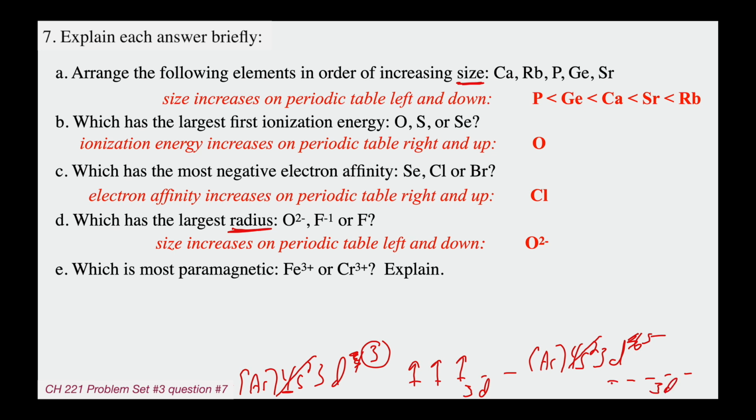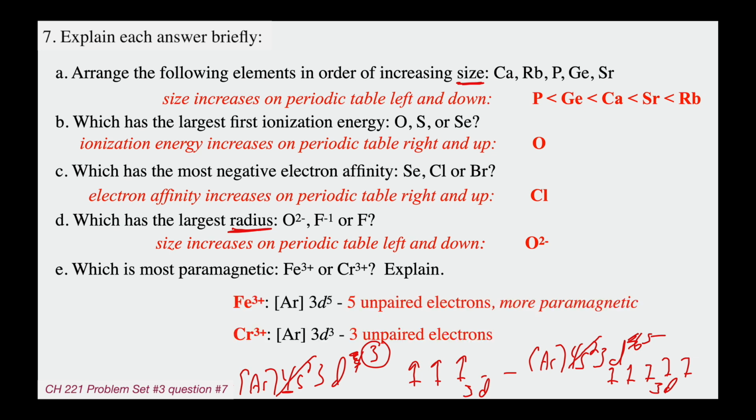If you have 5 electrons, they each go in their own room. Again, this is Hund's rule. So iron plus 3 would have 5 unpaired electrons. Chromium plus 3 only 3. We would say that iron plus 3 is more paramagnetic. More unpaired electrons for us right now means more paramagnetic, and iron plus 3 certainly has more unpaired electrons than chromium 3.